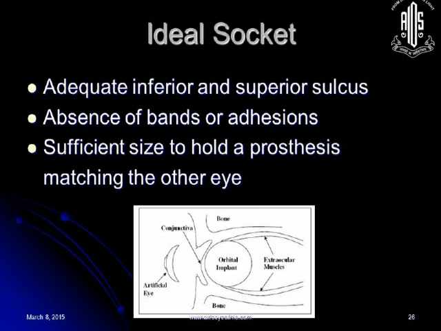What is an ideal socket? An ideal socket is one in which there is adequate superior and inferior sulcus. There are no bands or adhesions, and it is of a sufficient size to hold a prosthesis which is going to match the other eye.